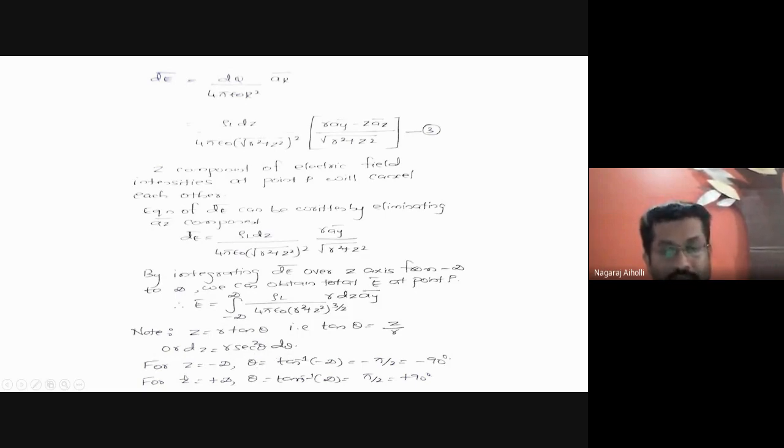For z is equal to minus infinity, theta will be equal to tan inverse of minus infinity. Correct? What is tan inverse of minus infinity, students? When will we get infinity? For what angle do we get infinity? Tan of what angle is equal to infinity? 90 degree. Very good. Correct. You all are right. Tan of 90 will be infinity.